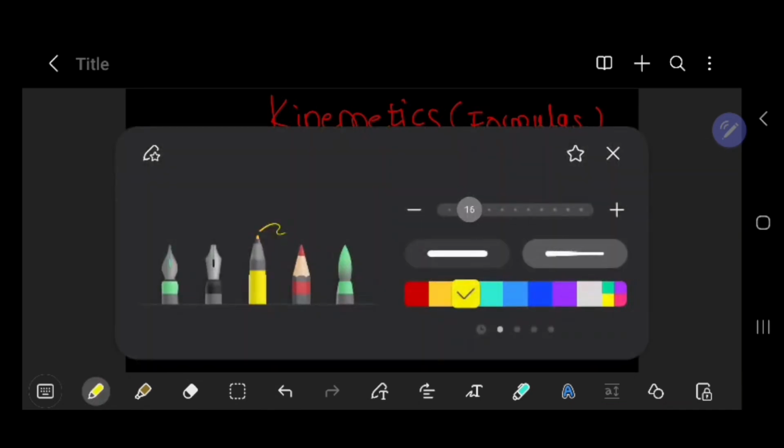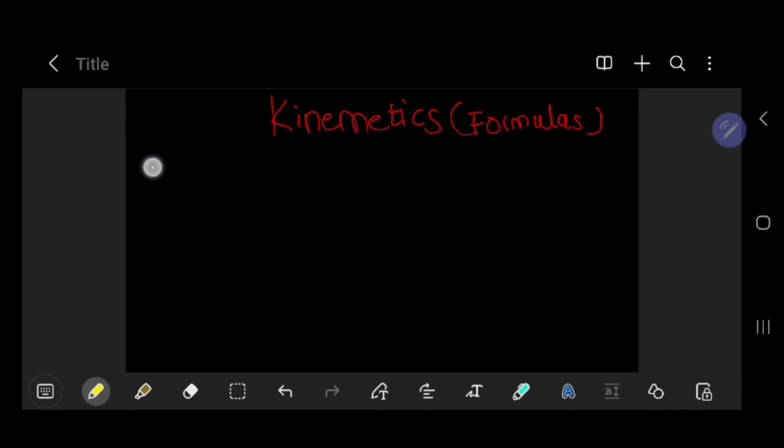Our chapter is kinematics, and we are doing the formulas. Sorry. Okay, so we'll start off with the O level formulas, which I believe you have already done. So the first formula we have is distance. Okay, let's use only d. Distance equals speed multiplied by time.